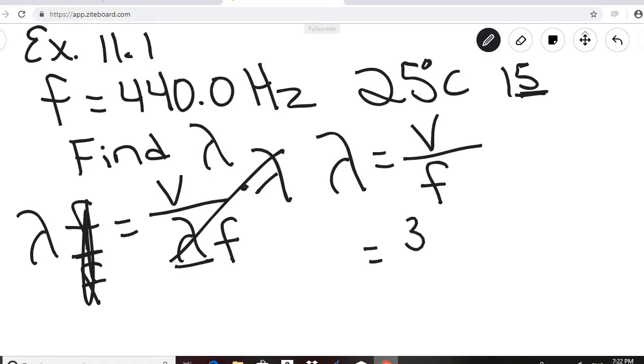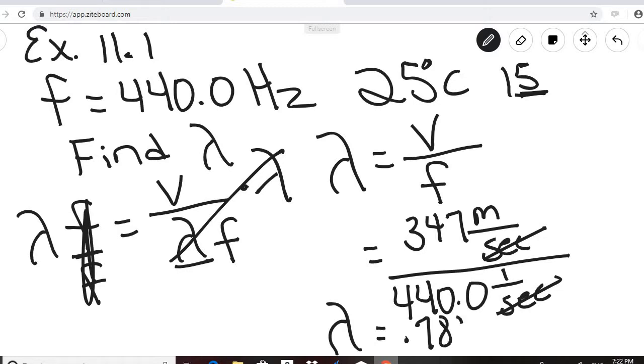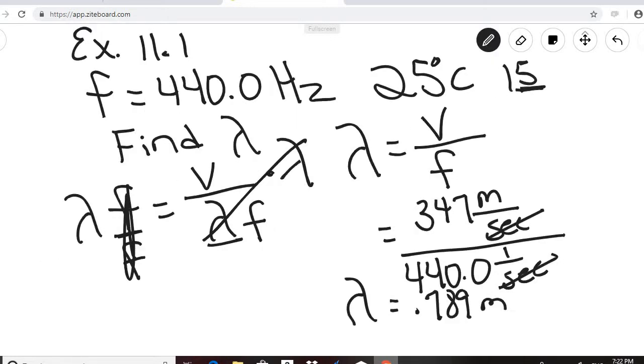So the velocity we said was 347 meters per second. And we were given that frequency was 440.0 hertz, which is 1 per second. Okay, so the seconds are going to cancel and we're left with meters. So then wavelength will come out to 0.789 meters. We can have three significant figures, so it comes out to 0.789 meters. Okay, so given the frequency and given the temperature, we were able to determine the wavelength.